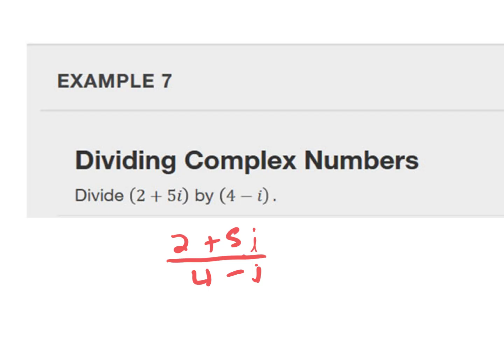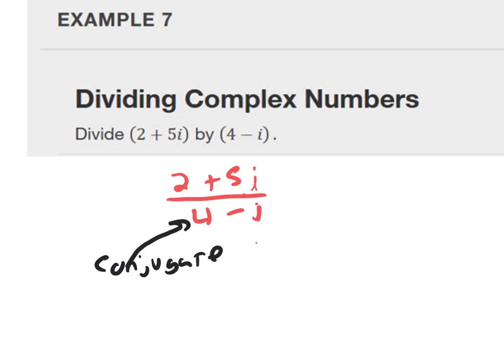In order to do division of a complex number, there's a rule that says the denominator can never have an imaginary number. So by multiplying by the conjugate of the bottom, let me repeat myself, I need the conjugate of the bottom, which will be the 4 plus the i.